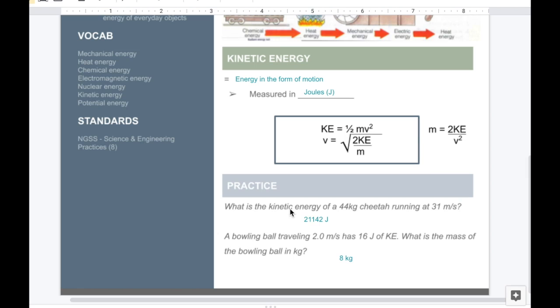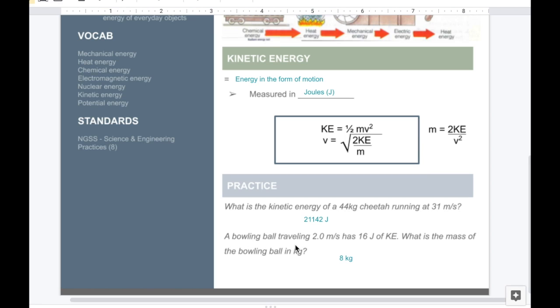What is the kinetic energy of a 44 kilogram cheetah running at 31 meters per second? We would take our velocity, which is 31 meters per second, square that, times it by 44, and then times it by a half, or 0.5, and we'll get that our kinetic energy is 21,142 joules. Remember, joules is the unit for kinetic energy.